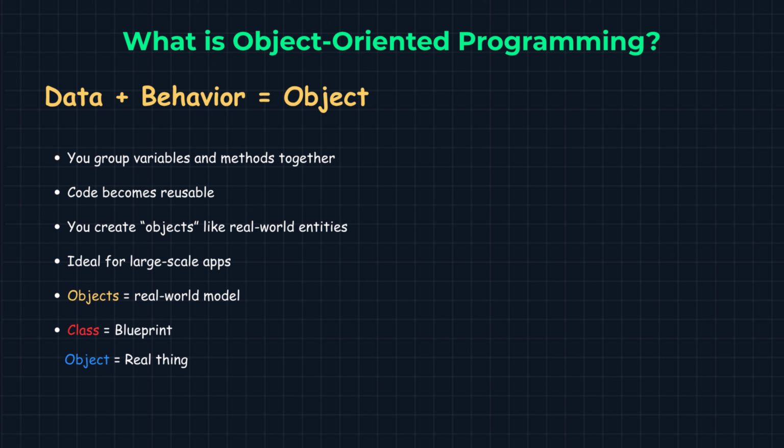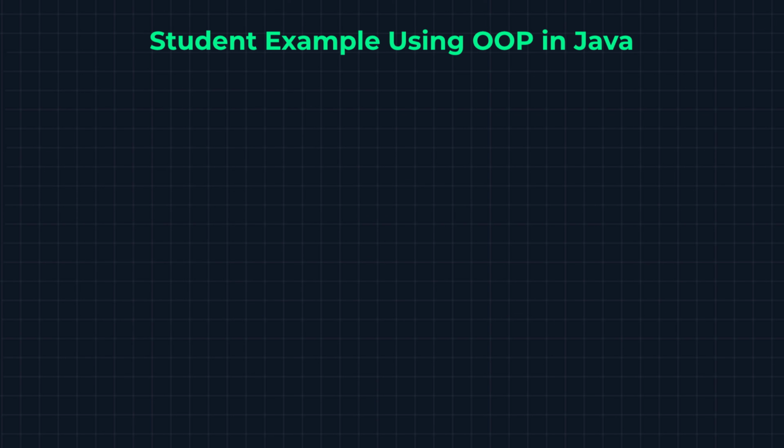So yeah, OOP solves the mess of procedural code. Instead of repeating a variable again and again, we create a template once and reuse it. That template is called a class, and each student is an object. It's how real world apps are built, and it's how you'll crack placement interviews. No repetition, real world thinking, and scalable logic. That's the OOP mindset. We'll discuss the student example using OOP in Java.